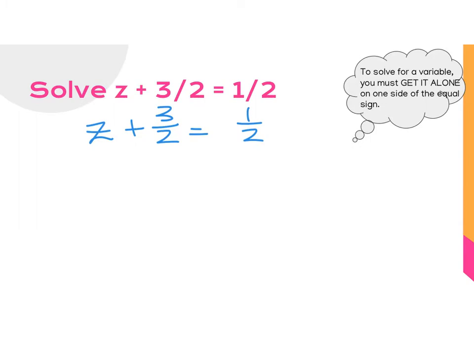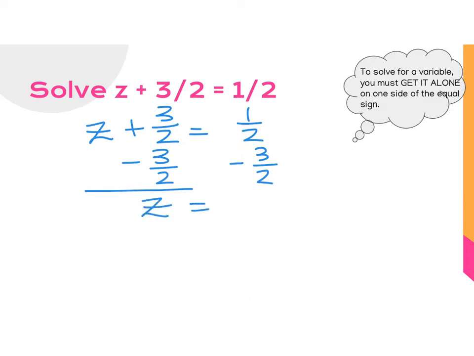In this example, it says solve z plus 3 halves equals 1 half. Remember, to solve for z, we're going to get it alone. Since 3 halves was added to z, we're going to do the opposite, which is subtract that same amount, 3 halves. Whatever you do to one side of an equation, you have to do the exact same thing to the other side of the equation in order to keep it balanced. On the left, we have z plus 3 halves minus 3 halves, which leaves us just with z. Bring down the equal sign.